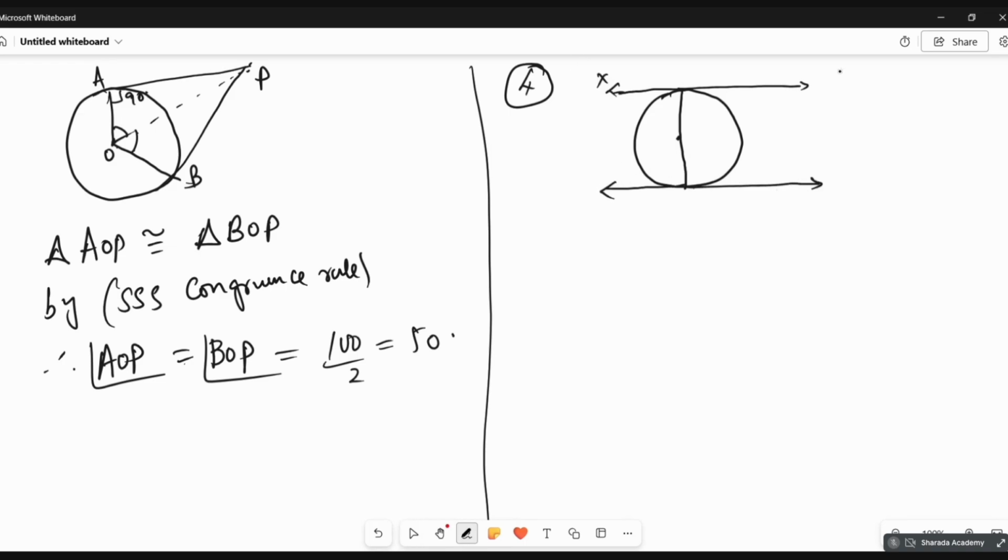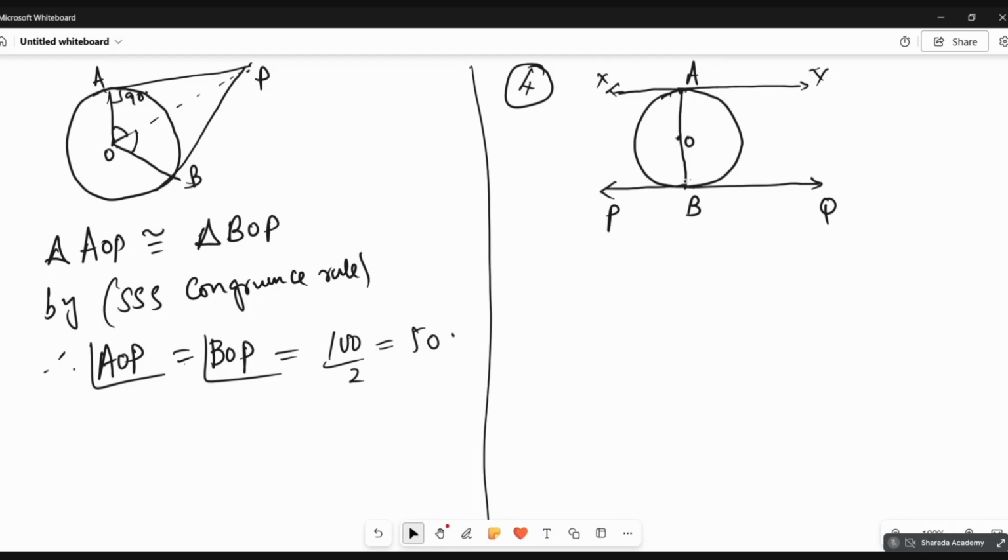I'll call this XY and this is PQ. And this point O, and this point I'll call A and this is B. First thing, for the circle, AB is the diameter. Listen once, AB is the diameter. XY and PQ are the tangents drawn at the ends of the diameter. Now I have to prove they are parallel.